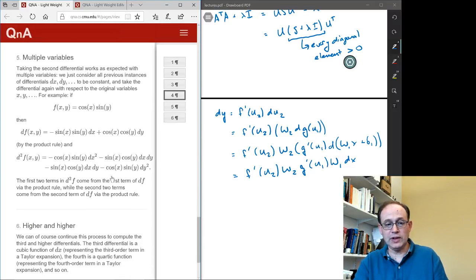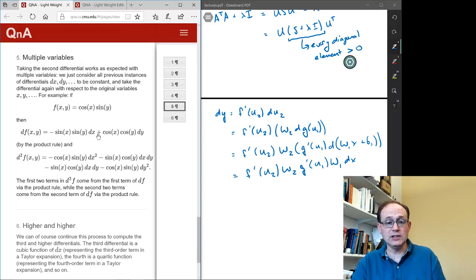With multiple variables, everything works the way you might expect. To take the second differential, you just treat all previous instances of differentials as constant. So if you have f of x, y is cos x times sine y, the first differential we can get by the product rule, right? So the derivative of the first times the second, and the derivative of the first is minus sine x dx, and the second is sine y, and then the first times the derivative of the second, and the derivative of the second is cos y dy. So that's an instance of the product rule.